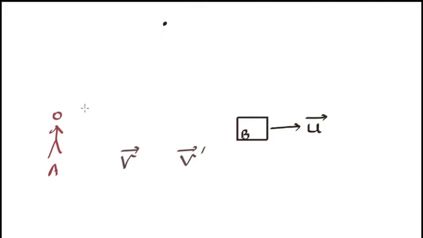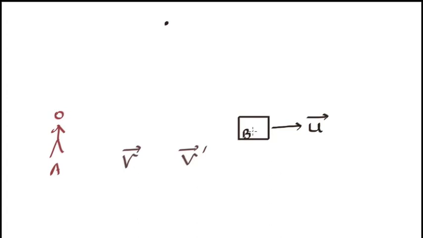V is the velocity which is measured in A's frame of reference. That's how you say it. And v prime is the velocity of the bird as measured in B's frame of reference. When you say in B's frame of reference, it does not mean that the bird is in the car. It just means as measured by B using measuring instruments which are at rest with respect to her.